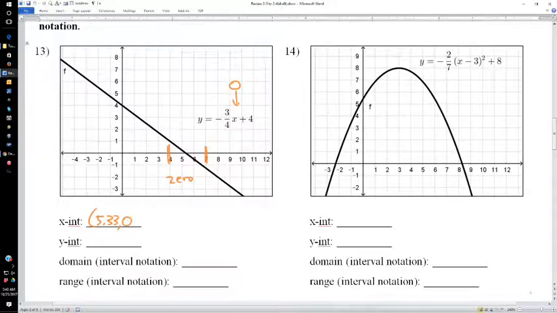5.33, comma 0. Alright, your y-intercept. Well, you can see it. It's right there. So that's at 0, comma 4. Okay? That's your x and y-intercept.